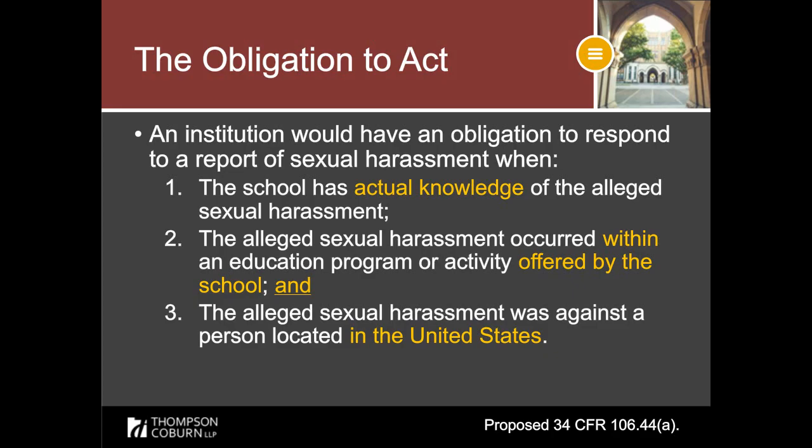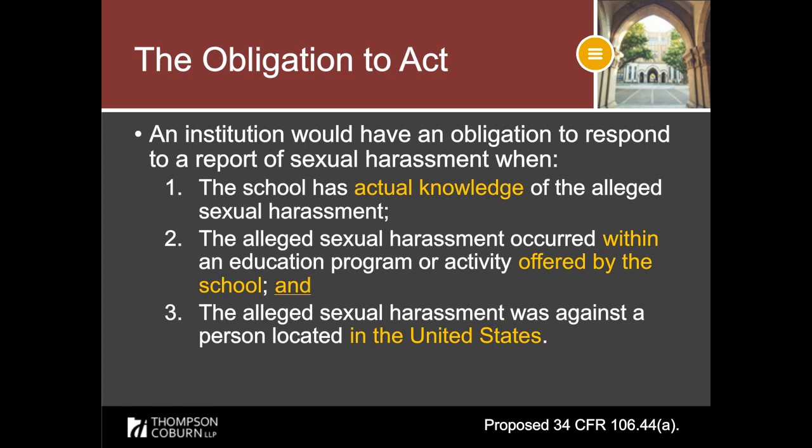First, an institution would have an obligation to respond to any report of sexual harassment when the school has actual knowledge of the alleged sexual harassment, the alleged sexual harassment occurred within an educational program or activity offered by the school, and the alleged sexual harassment was against a person located in the United States. So we're going to unpack all 3 of these.